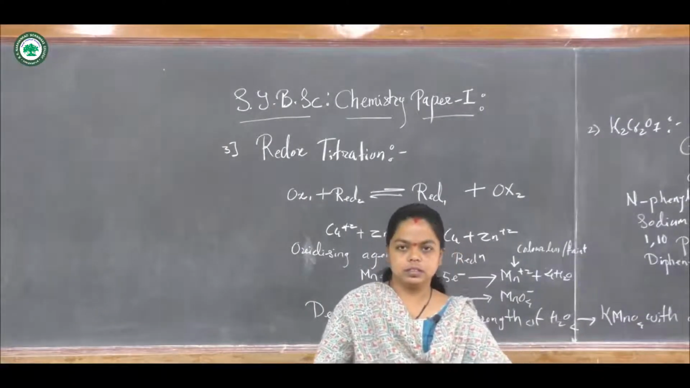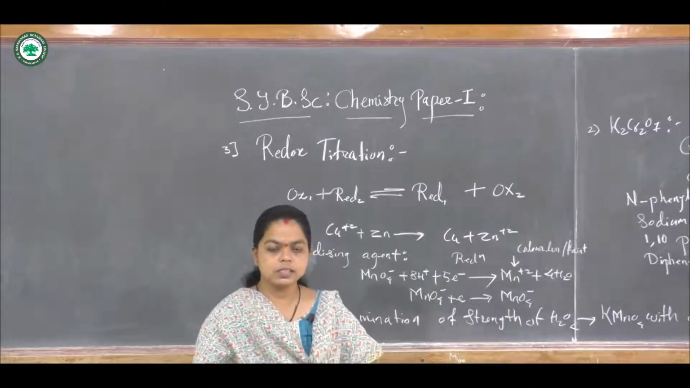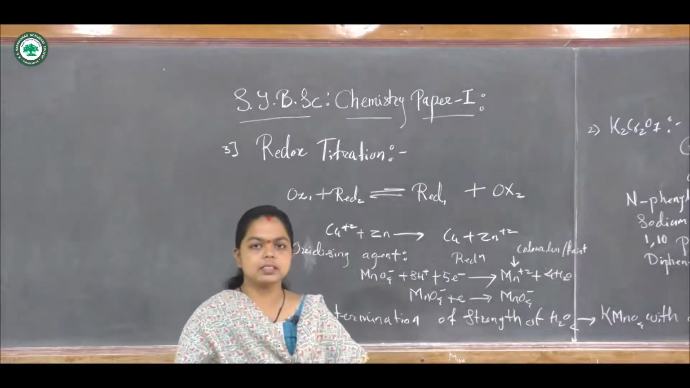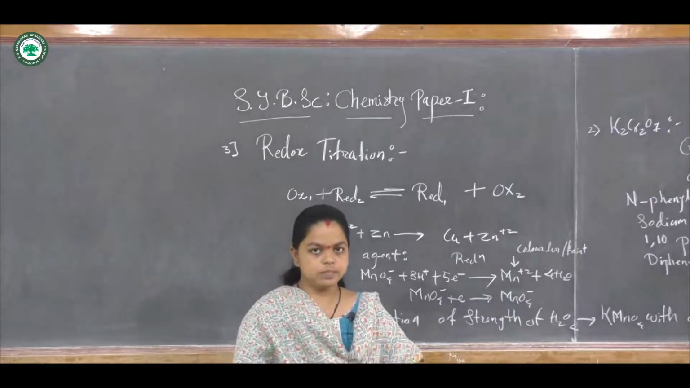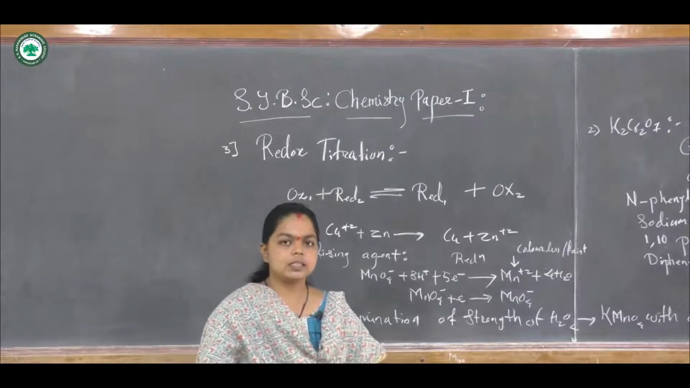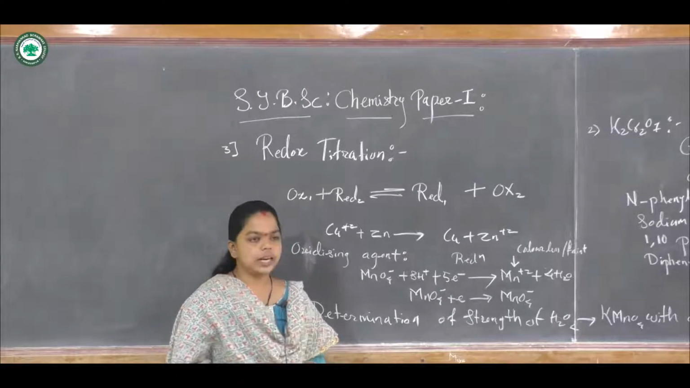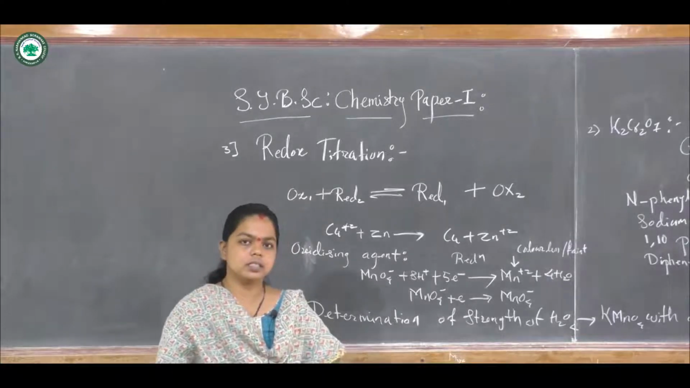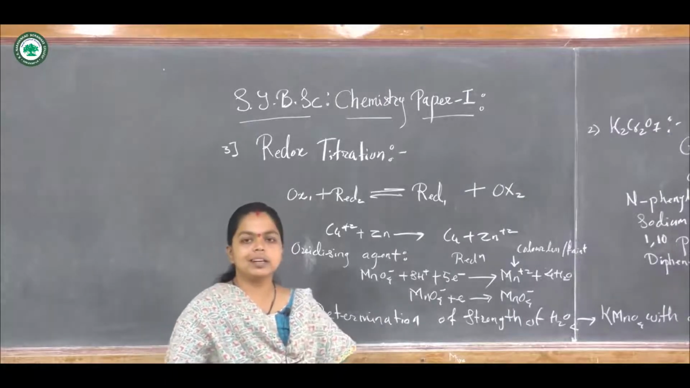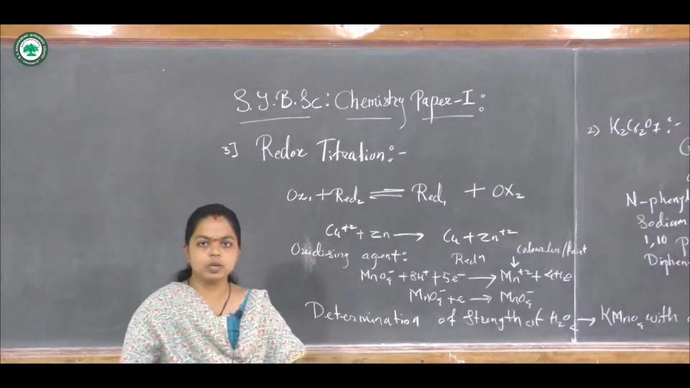Hello everyone. In the SYBSc paper first, we are studying volumetric analysis. In this chapter, we are studying the different types of titrimetric analysis or titrations. The third type is the redox titration. In the last lecture, we studied the neutralization titrations and the complexometric titrations. The next two remaining are the redox titration and the precipitation titration. Now let us start with the redox titrations.